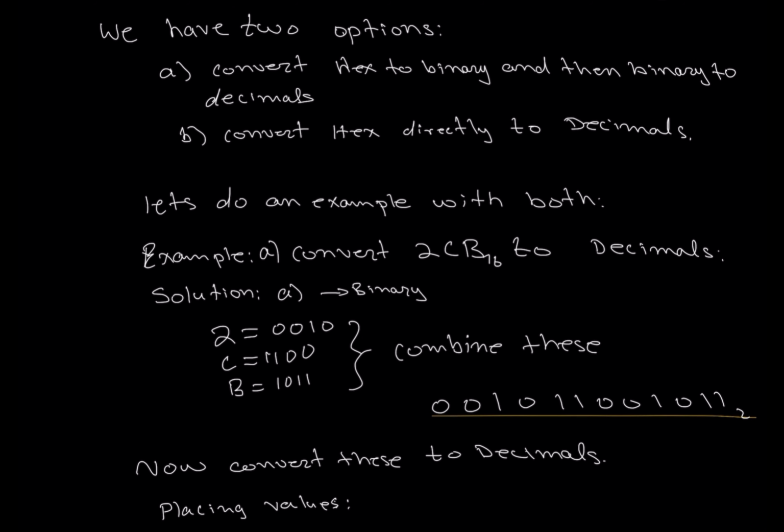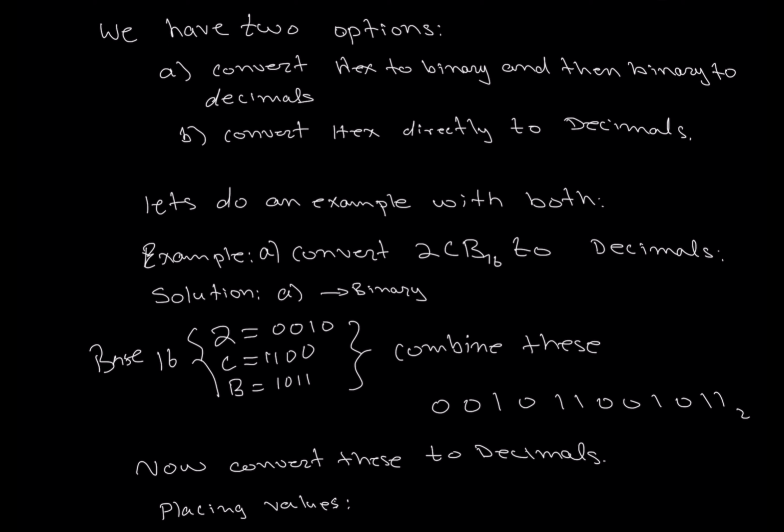For example, convert 2CB base 16 to decimal. Solution. We know 2 is a hex number, these are all hex numbers, base 16. 2 is 0010 in binary. What is C? C is 12 in decimal, and C in base 16 is equal to 1100 as a binary number. And B is 11, which is 1011 in binary.